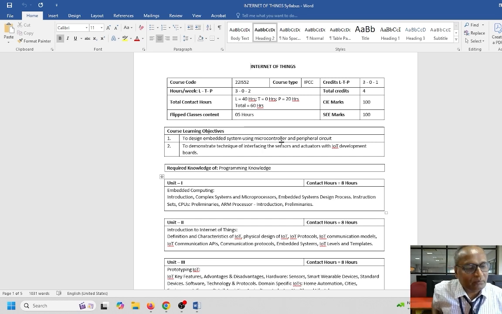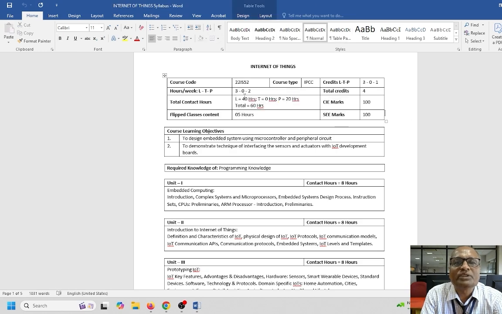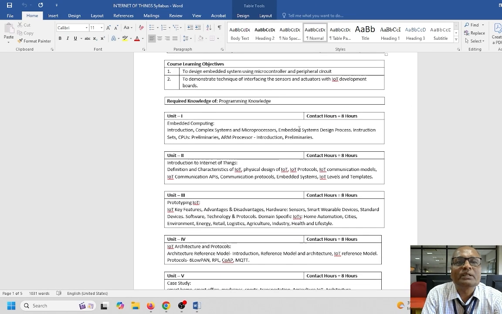I am here to present a demo about Internet of Things, 22 IS 52, an open elective provided from the ISE department, Information Science and Engineering. As you can see, the syllabus is displayed. The title is Internet of Things, a practical approach, and the course code is 22 IS 52. It is having 302, and the learning objectives are to design the embedded system.